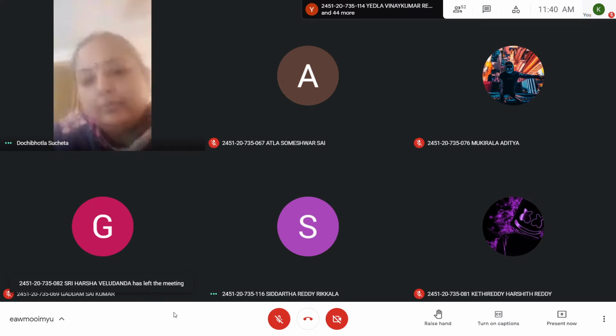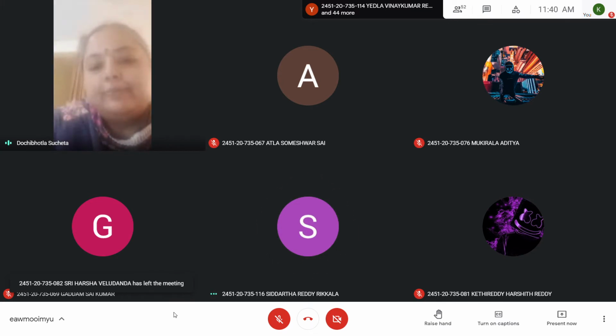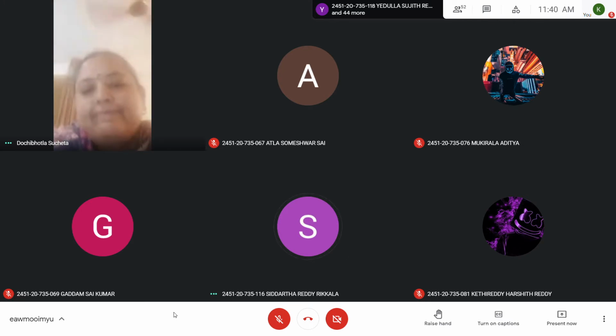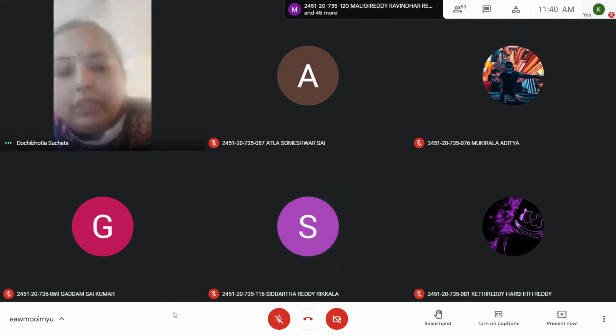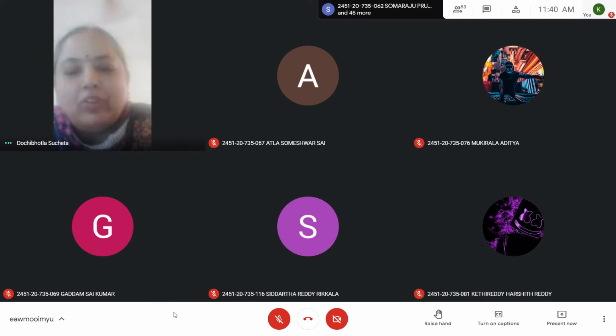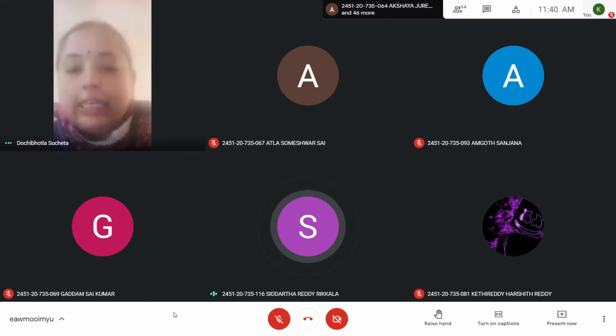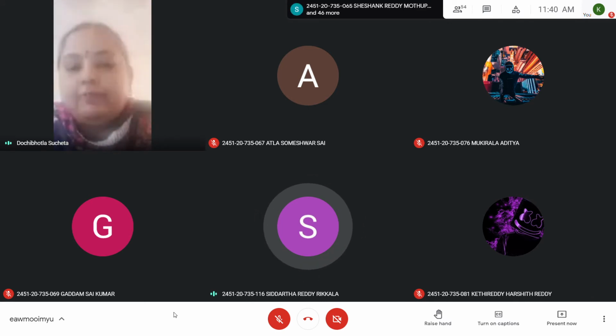Roll number 116. Sidhu, yes ma'am. Lithium ion battery has which type of electrodes? Tell me, Sidhu. Lithium ion battery has which type of electrodes? Inert or passive?